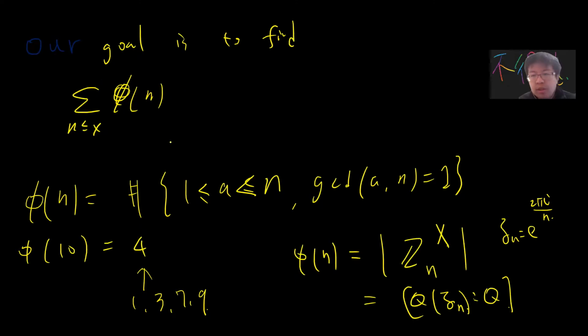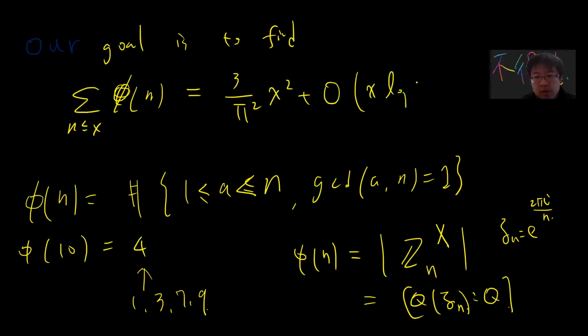But in analytic number theory, which is very interesting, we want to bound these terms. Our goal is to prove that the sum of phi of n is 3 divided by pi squared x squared plus O of x log x. So this is our goal.